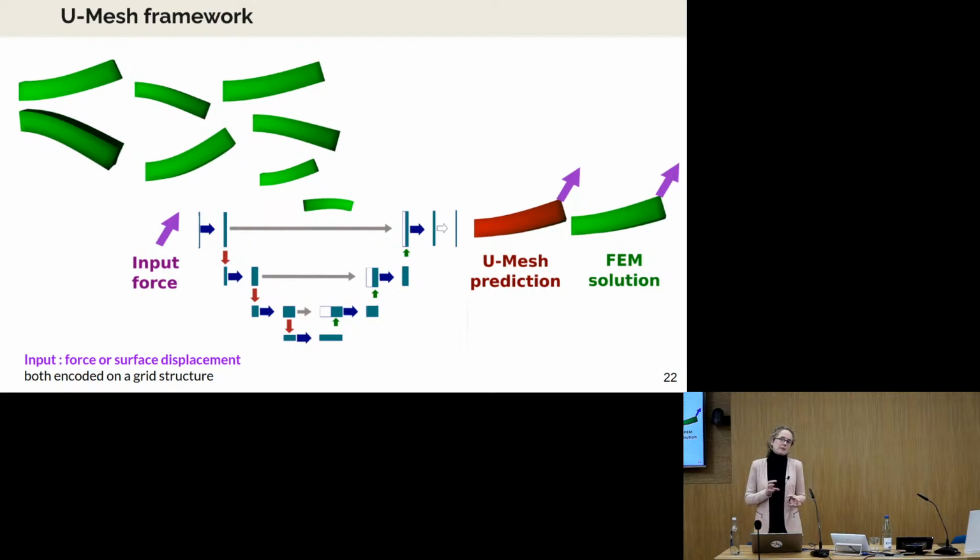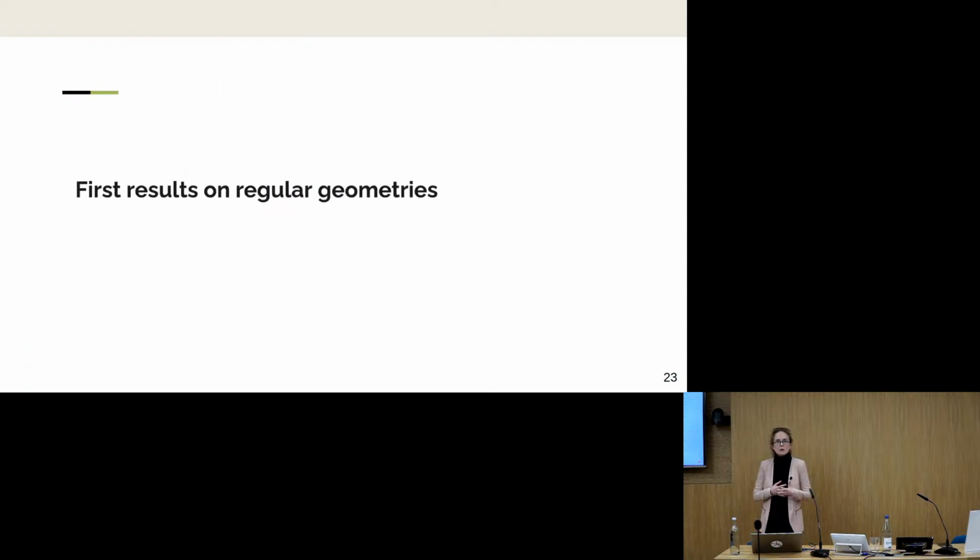We will generate various deformations of the considered object in order to train the network such that from an input force, it can predict the corresponding volumetric displacement. And the prediction is compared to the finite element ground truth solution by using the MSE loss. And this loss is used in order to update the weights of the network. So we have seen that we need regular grids to make the process work. So we propose first some results on regular geometries.